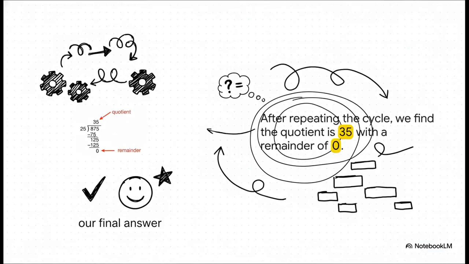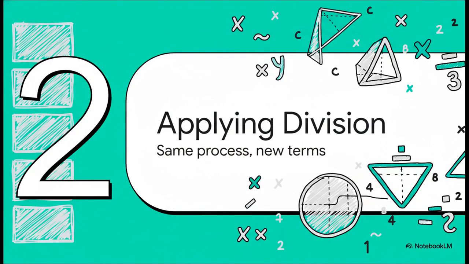So we do it again. Divide 125 by 25. That's 5. Multiply 5 by 25. That's 125. Subtract. And we get 0, no remainder. So our final answer, the quotient, is 35. Done. Okay, that was a great warm-up.